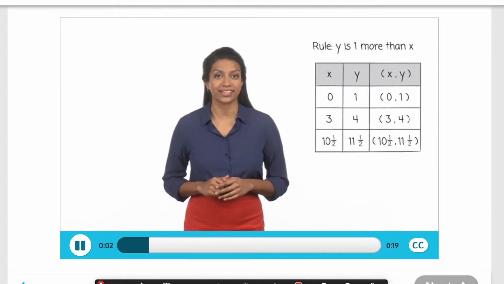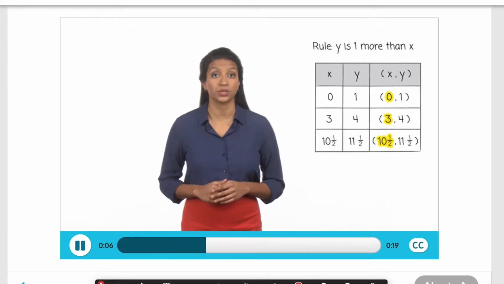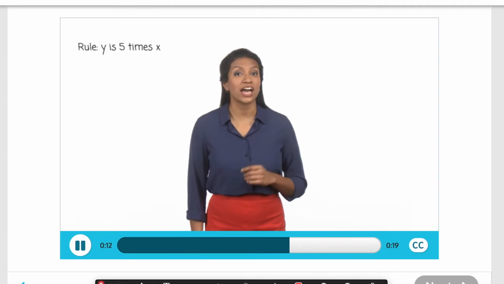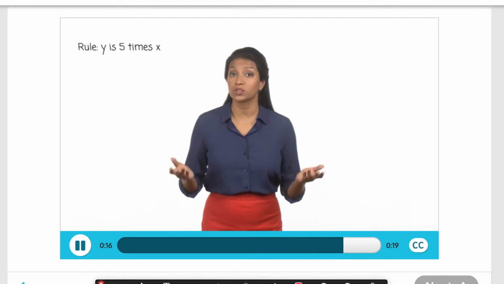Y is 1 more than x. So the y-coordinate's value is 1 more than the x-coordinate's value in any given coordinate pair. Let's try this rule. Y is 5 times x. For each x-coordinate, what is the corresponding y-coordinate?